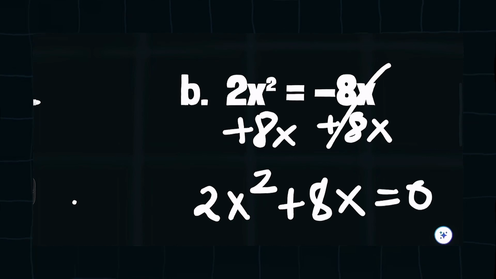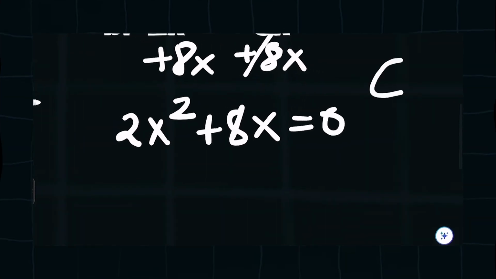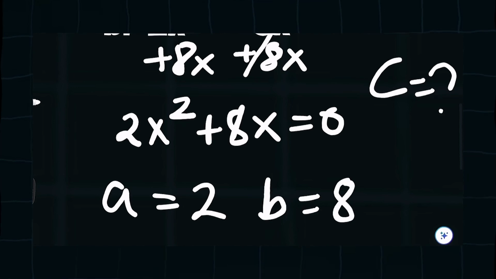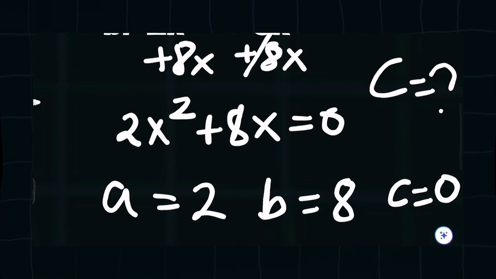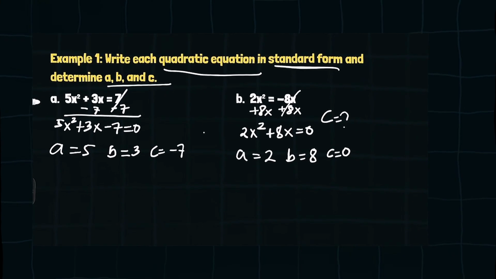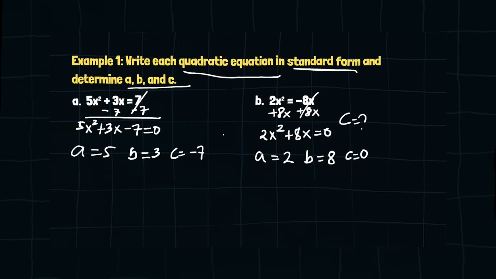Good to go, but there is something missing, right? We don't have the constant term, but still we can identify a, which is 2, b equals 8, and c. Since it is missing, then it is 0. Did you get it? Now it would be great if we could try your skills in the following given here.